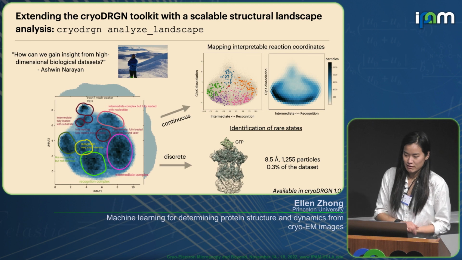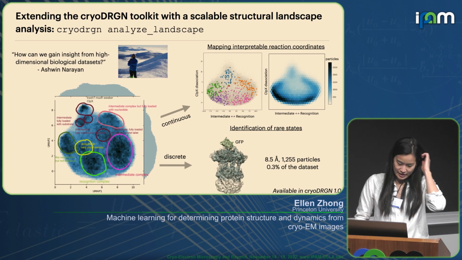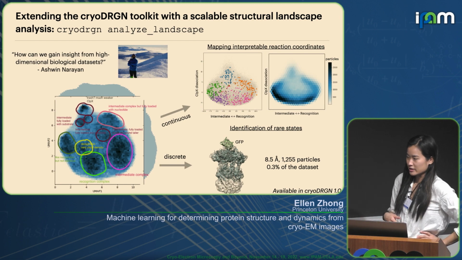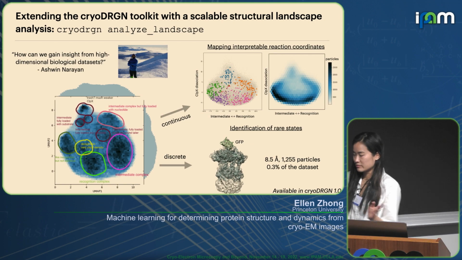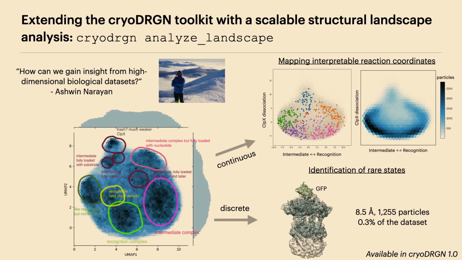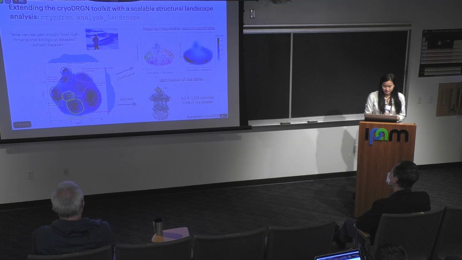But something that is now available in version 1.0 and I guess 1.1 is a more automated approach for encoding what has become the standard practice for analyzing these data sets, which is to richly sample the model, generate 1,000 structures, and then do various clustering or embedding analysis on that set of 1,000 volumes. There are various reasons why you would want to do this, but we've been able to apply these landscape analysis methods to help interpret the results, identify rare states, and map interpretable reaction coordinates.